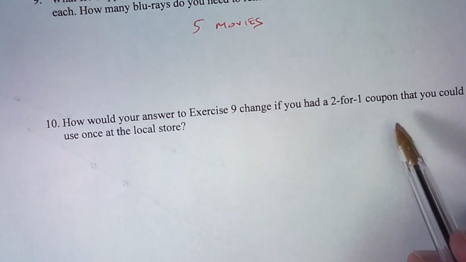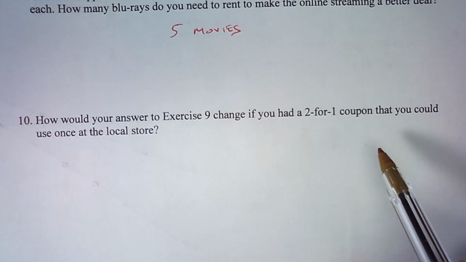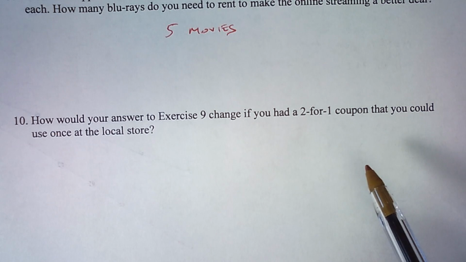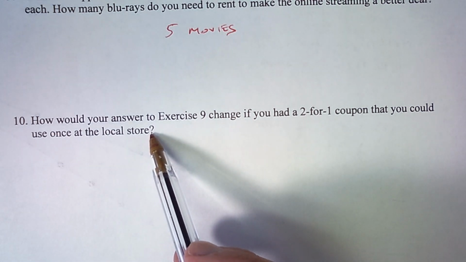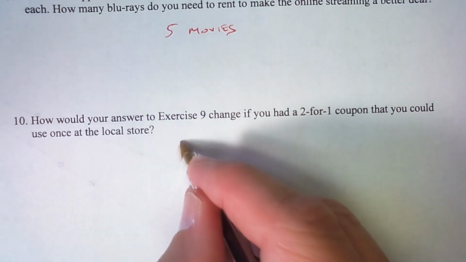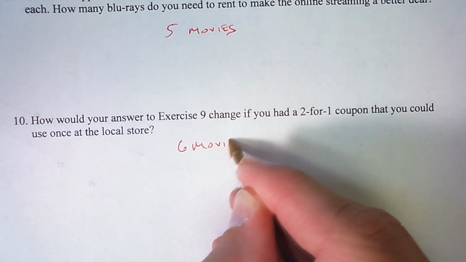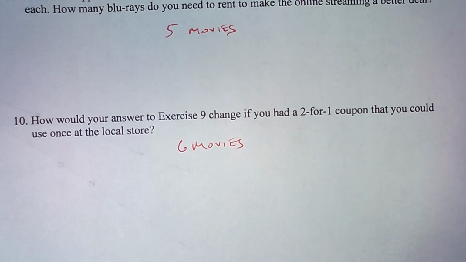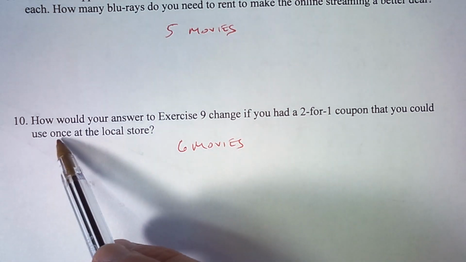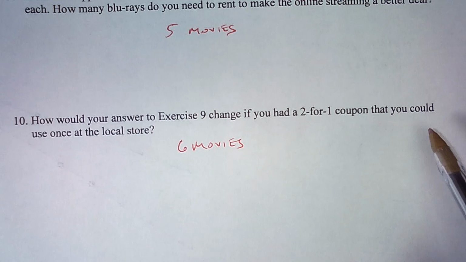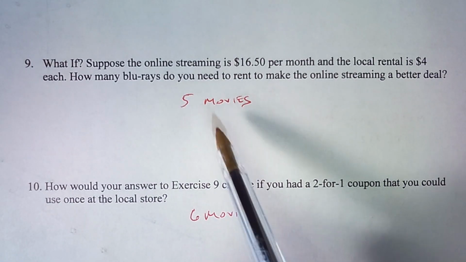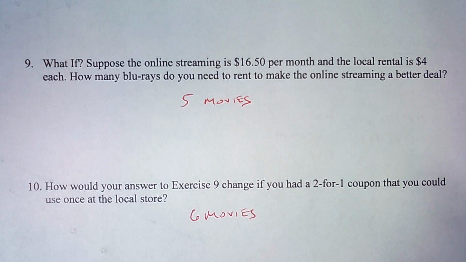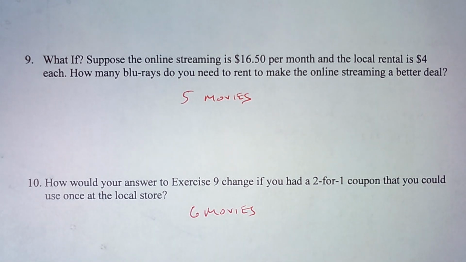Okay, what if you had a 2-for-1 coupon that you could use once at the local store? Okay, so you can get 1 free movie to go with another one. Well, that just adds on 1, so you could get 6 movies for less than what you could stream 6 movies for. All right, now what if you could use that coupon every time? Then you could take that 5 movies and you could double it to 10 movies before streaming becomes a better deal.